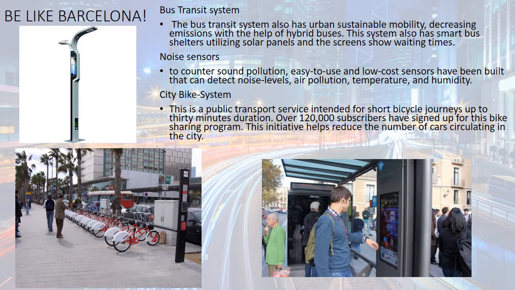Noise sensors to counter sound pollution: easy to use and low cost sensors have been built that can detect noise levels, air pollution, temperature, and humidity. City bike system. This is a public transport service intended for short bicycle journeys up to 30-minute duration. Over 1,20,000 subscribers have signed up for this bike sharing program. This initiative helps reduce the number of cars circulating in the city. This bike system has been implemented in Pune, which is working very fine, and I guess that's a very smart solution for controlling the cars and pollution caused by cars in this nation.